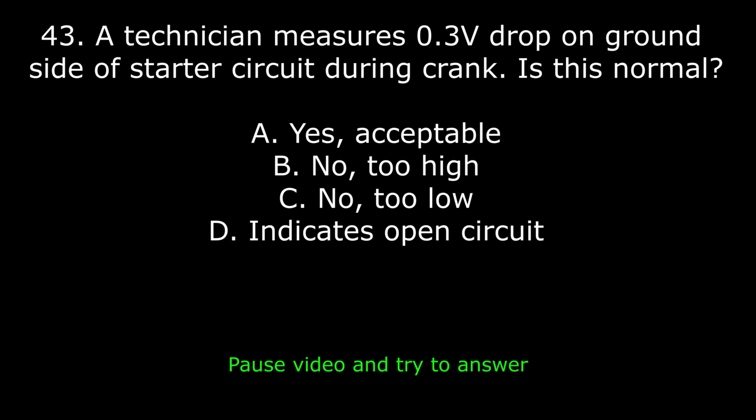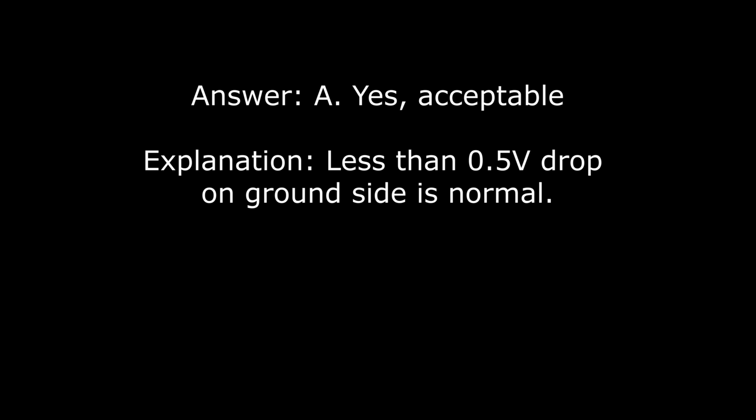43. A technician measures 0.3 volt drop on ground side of starter circuit during crank. Is this normal? A. Yes, acceptable, B. No, too high, C. No, too low, D. Indicates open circuit. Answer: A. Yes, acceptable. Explanation: less than 0.5 volt drop on ground side is normal.